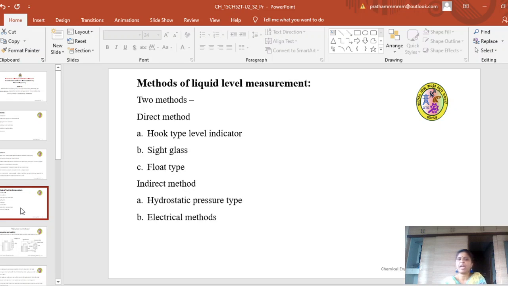There are two methods, one direct method and one indirect method. In the direct method you have three types: the hook type level indicator, the side glass method, and the float type method. In the indirect method you have hydrostatic pressure type and electrical methods. So we will learn in this session about the direct method of liquid level measurement, that is, the hook type level indicator or the side glass method.